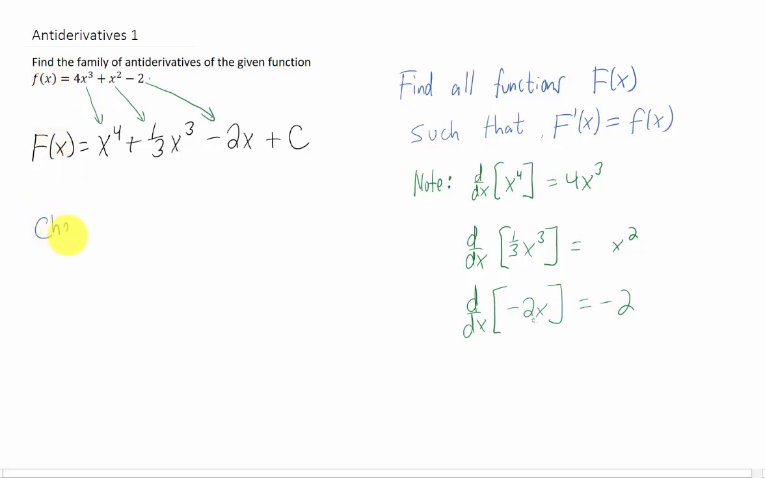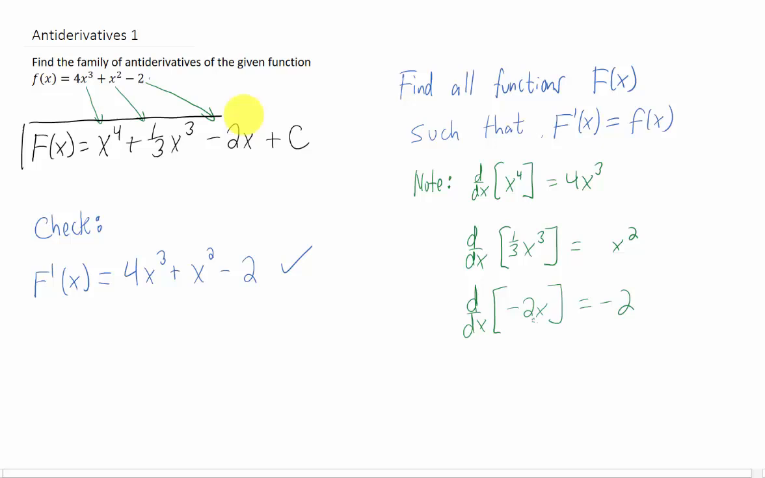Let's check this thing. What happens if we take a derivative of this capital F of x? Well, we use the power rule. We get 4x cubed. In the next term, if we multiply by 3, we just get a 1x squared. The derivative of negative 2x is just minus 2, and the derivative of any constant is 0. So did we get back the original function? Yes, we did. So this checks out.